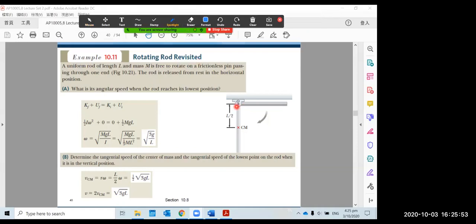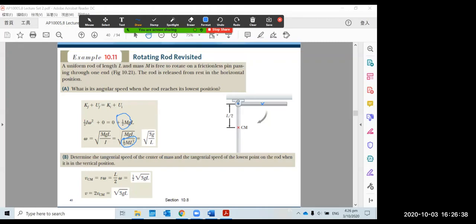The gravitational potential energy is equal to 1/2 mgl. The center of mass is in the middle of the rod. Remember, be very careful. Center of mass is here. After the rotation, it just falls by L/2. So the change in the gravitational potential energy is 1/2 mgl. Kinetic energy, on the other hand, is a rotational kinetic energy, 1/2 I omega squared. I is the moment of inertia about the end of the rod, so it is equal to 1/3 ml squared.